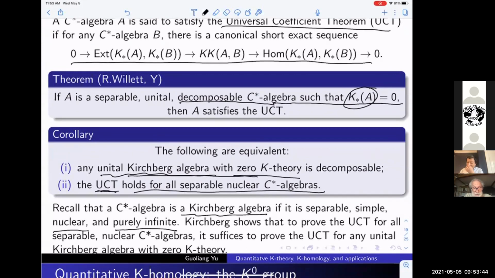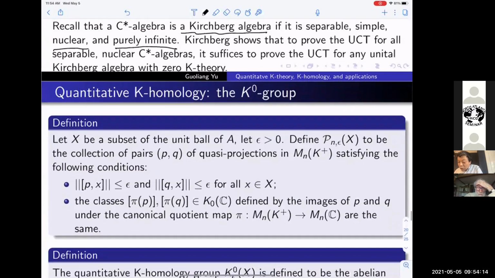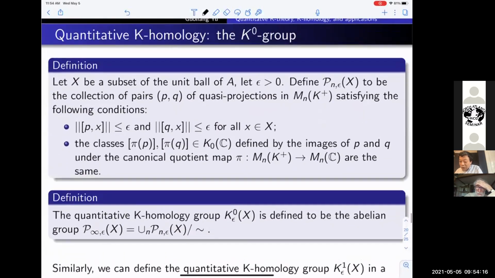Now let me discuss some of the concepts which go into the proof. Rufus and I wrote two papers, but the application to UCT is in the second paper. We just put them on arXiv two or three weeks ago, so everything is on arXiv. The main thing to prove this is to introduce a theory of quantitative K-homology or KK-theory, sometimes called controlled KK.